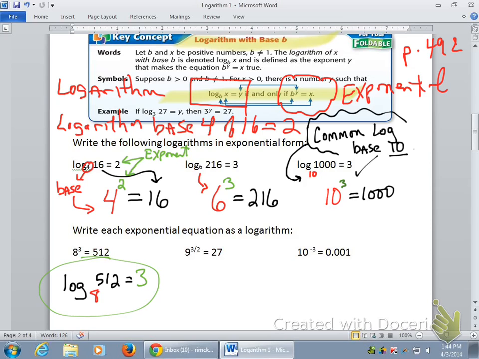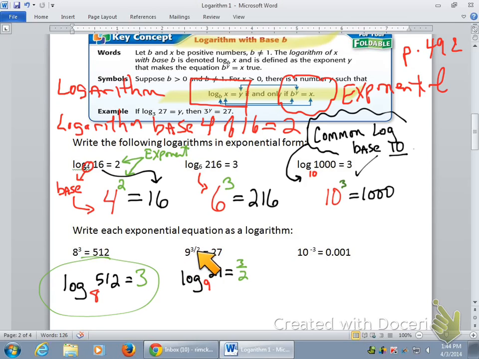If I'm going to change this to a logarithm, it would be log base 9. That's correct. And I'm raising it to what power? Oh, wait, excuse me. Log base 9 of 27 equals, what's the power? 3 over 2. And take a little time out and see if you can remember if that's true or not.